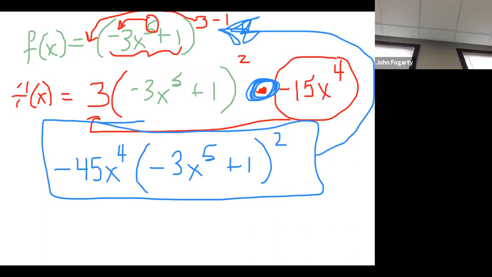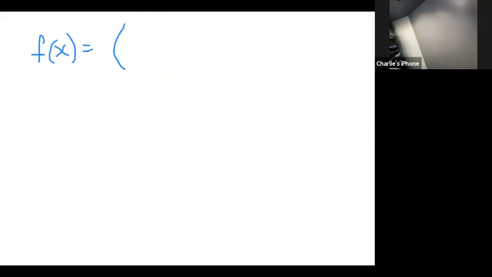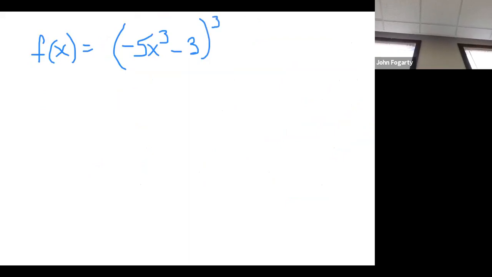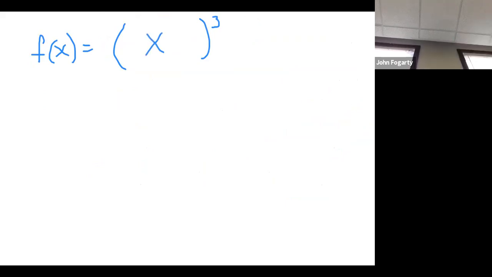All right, are you starting to see anything that looks like it makes sense to you? Yes. All righty. Let's try another one. Ready? F of x equals negative 5x to the third minus 3, to the third. All righty. Well, really all you're doing at first is you're just pretending it says this. That's all. It just doesn't say x.